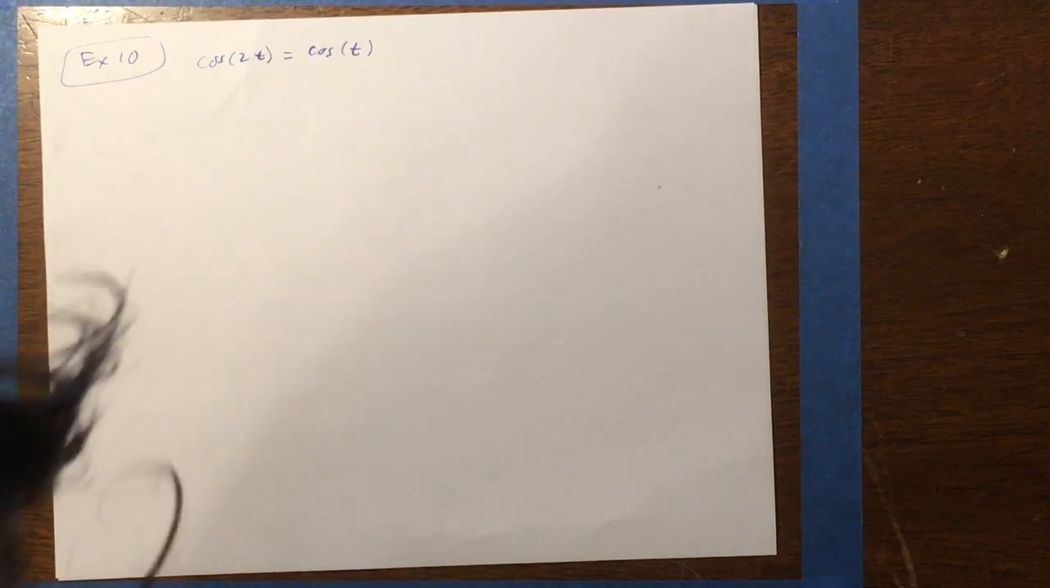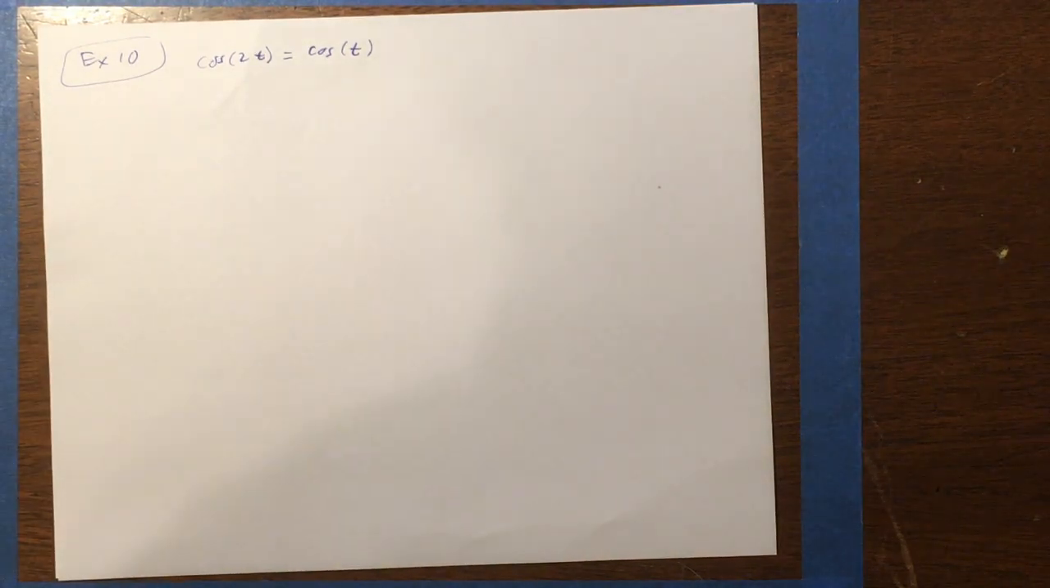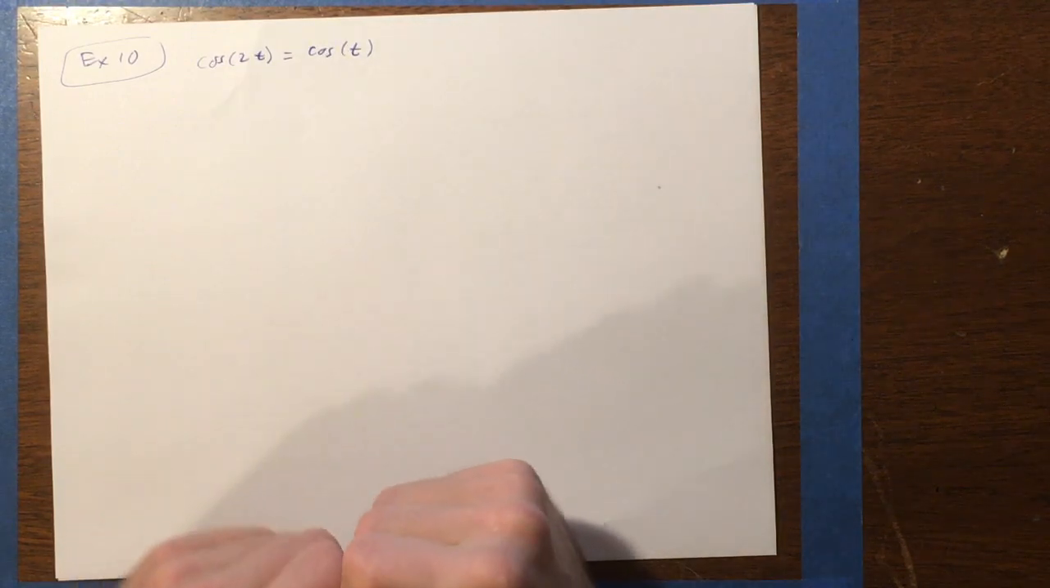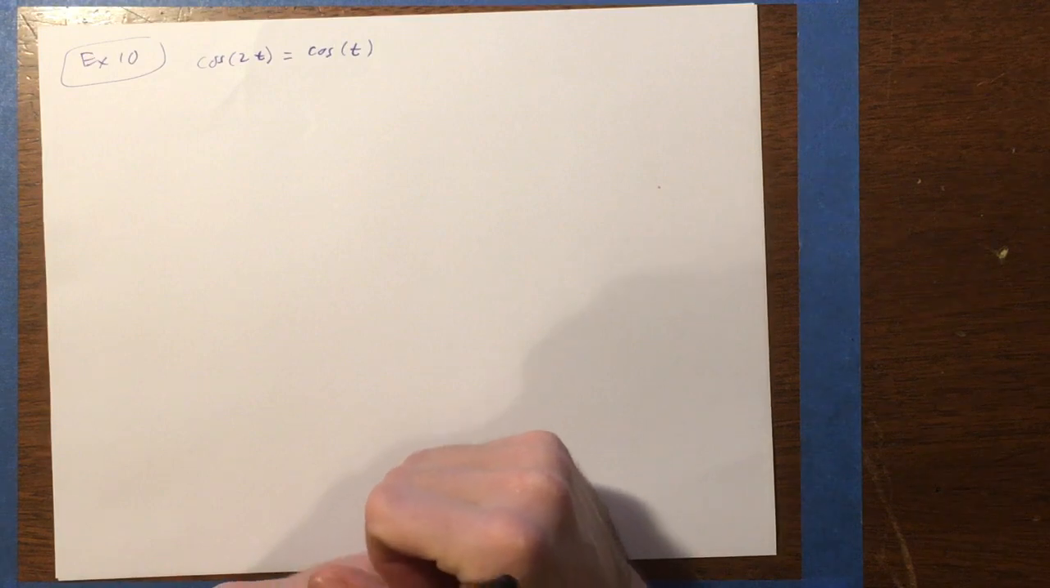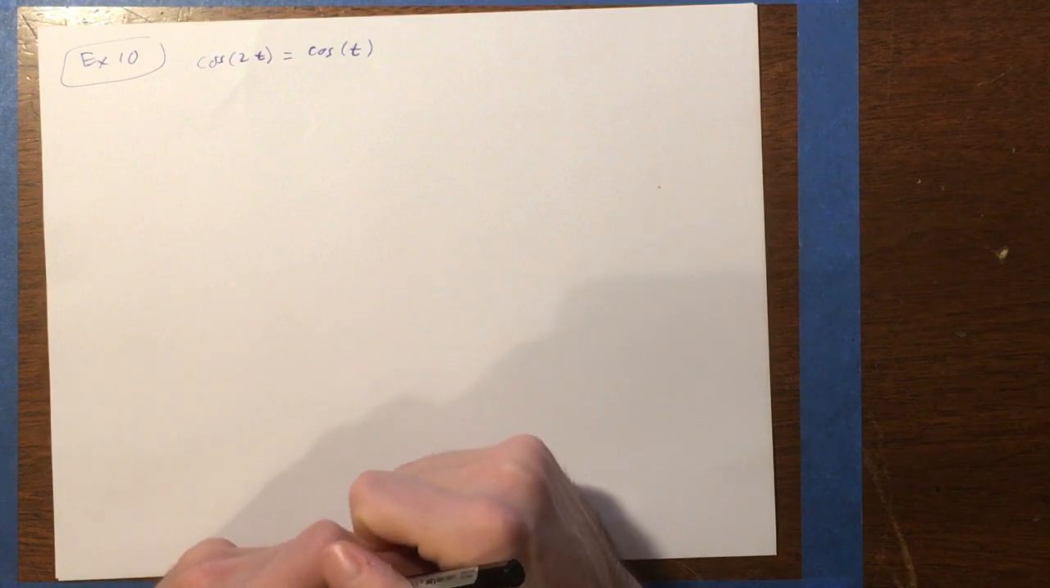Okay, here's another interesting one. This says cosine of 2t equals cosine of t. Well, holy cow, that's kind of interesting. I wonder what that could be. I wonder what we could possibly do with that. How could we solve that?